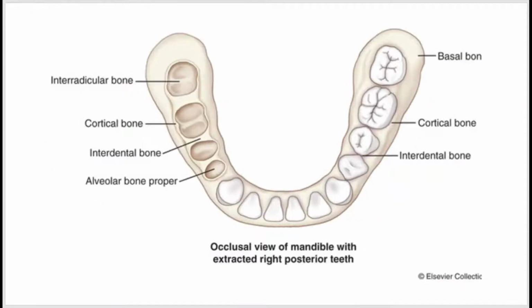Okay. A different picture shows you a little bit here again. As I said, the cortical bone is the outside bone that covers the jaw. The interdental bone is between the teeth, and we have the interradicular bone that is in between the multi-rooted teeth. Let's see again, this is the cortical bone, and the interdental bone here.